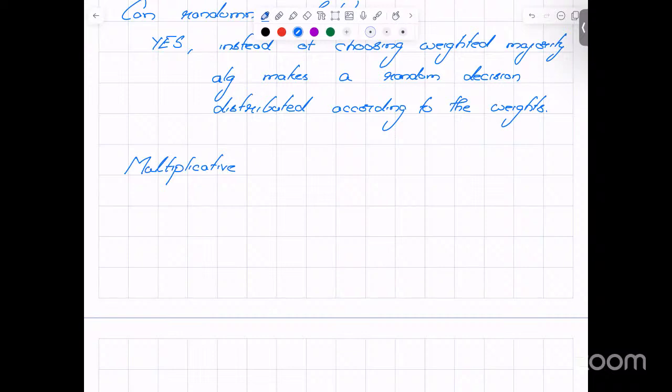The same issue will come with MWA also, but you'll see in the analysis that it will not matter. If you do it randomly, we will analyze the expected number of errors. We will not analyze the worst case number of errors in any run. We're going to analyze the expected number of errors, and that will get rid of this.